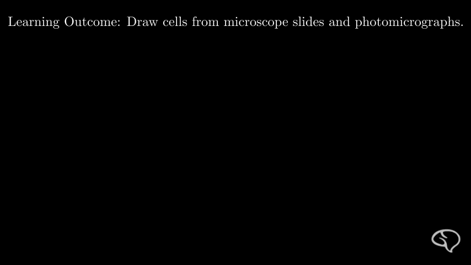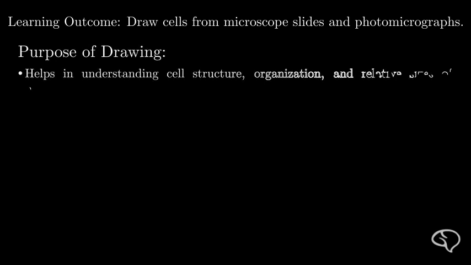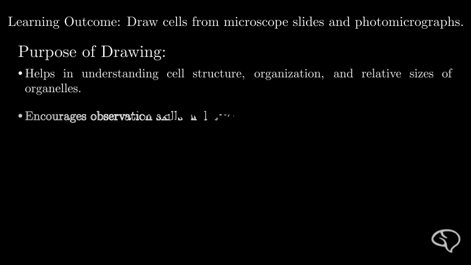Why not just take a picture? Drawing is a powerful tool for learning. It forces you to observe the cell's structure, organization, and the relative sizes of its organelles very carefully. This active process of observation and representation helps you understand the cell's anatomy much better than just looking at it. In other words, drawing isn't just about creating a picture, it's about training your eye and your mind to see and understand the microscopic world.